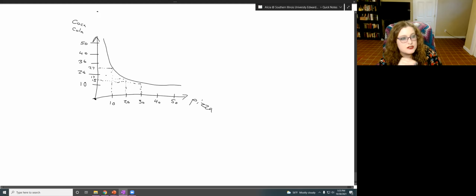Because there's diminishing return to pizza. For that first 10 pizzas, notice I was willing to give up lots of Coca-Cola. So I went from here to here. For that second 10 pizzas, I was willing to give up a decent amount of Coca-Cola, right?